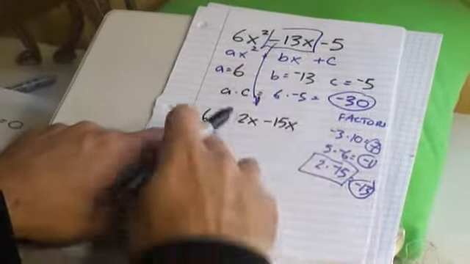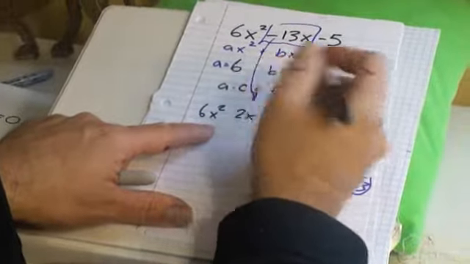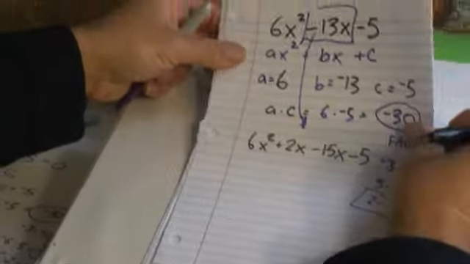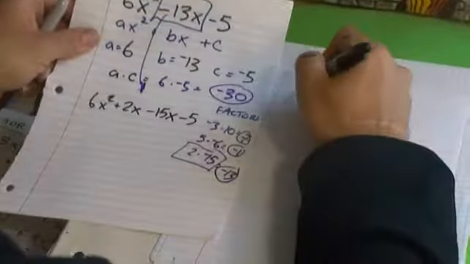So we have 6x squared plus 2x minus 15x, and we're going to bring the minus 5. Here we are. Okay? So I'm going to put it on a clean piece of paper so we can just see it fresh.